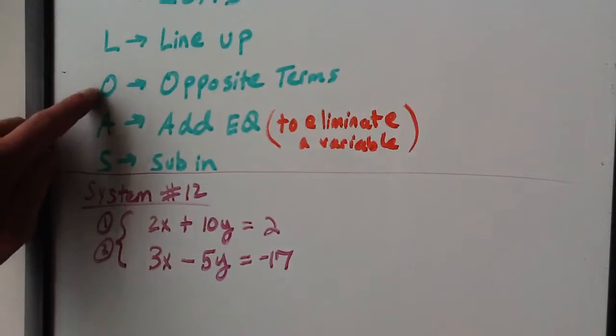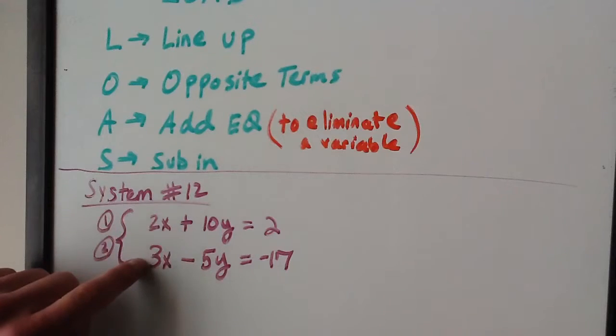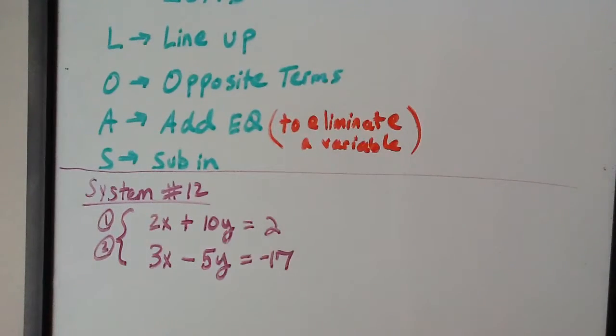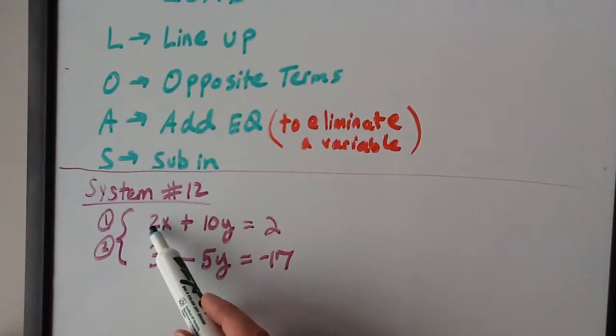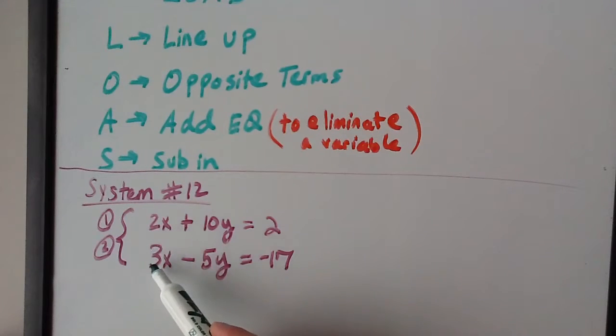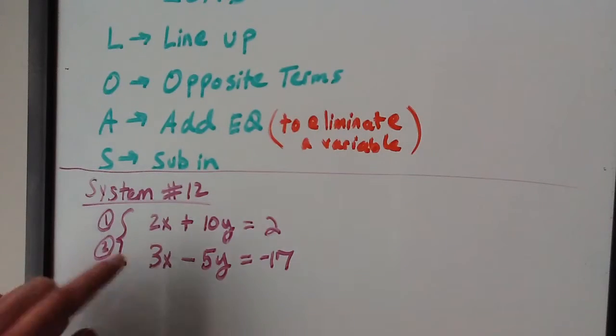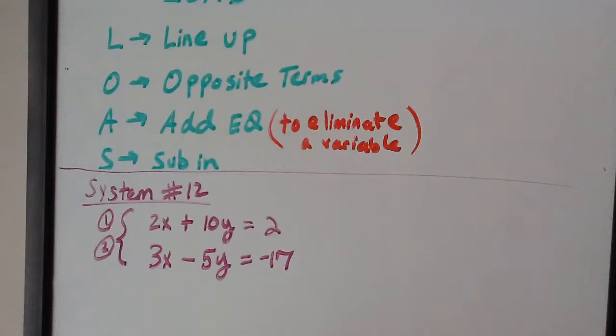Do I have opposite terms? There's 2x, 3x. Nope, those are not opposite terms. What about 10y, negative 5y? Nope, they're not opposites. So if I don't have opposite terms, I need to create opposite terms. Now there are a couple different strategies. The coefficient of this x term is 2, the coefficient of that x term is 3. A common multiple between 2 and 3 would be 6. I could get this to be 6x and that to be negative 6x. That way when I add these equations together, those terms would cancel out.